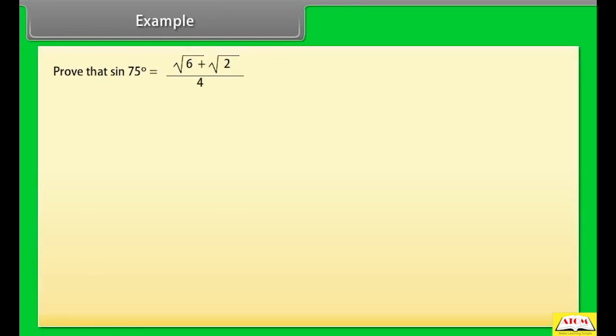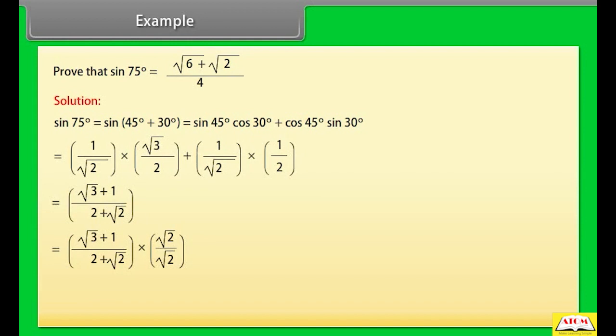Example. Prove that sine of 75 degrees is equal to (√6 + √2)/4. Solution. Sine of 75 degrees is equal to sine of (45 degrees + 30 degrees), that is, sin 45° cos 30° + cos 45° sin 30°. By solving it, we get (√6 + √2)/4.